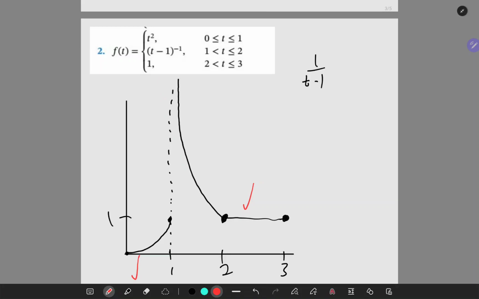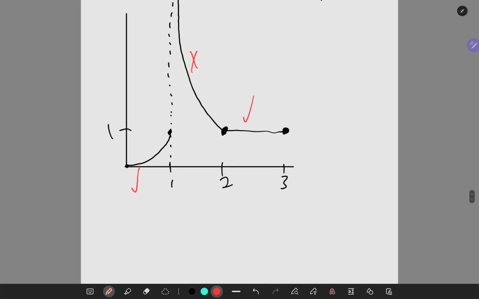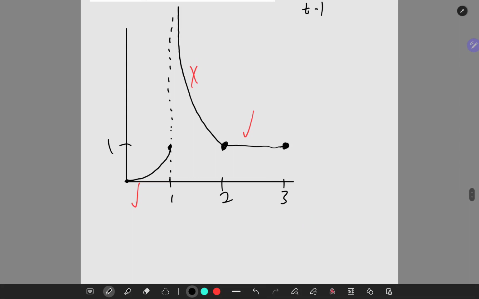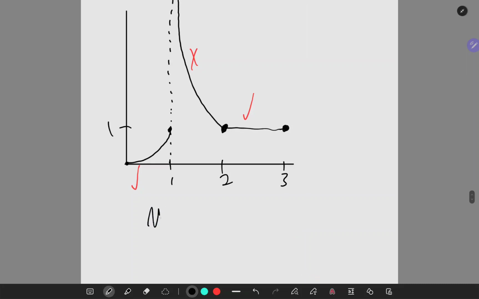So it's not continuous at 1. This one here is not continuous when it goes to the right, so this one can't be continuous here. The whole function is not continuous, and it's not piecewise continuous. Right? Because that is not continuous. So it would be neither in this case.